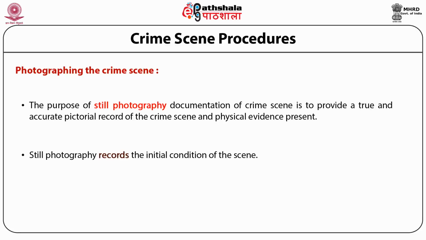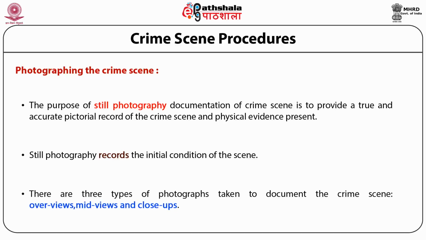It provides investigators and others with a record that can be analyzed or examined subsequent to the scene of investigation and serve as a permanent record for legal concerns. Photography of crime scene is normally done immediately following the videography of the scene or after the preliminary scene survey. There are basically three types of photographs taken to document the crime scene, and these include overviews, mid-views and close-ups.